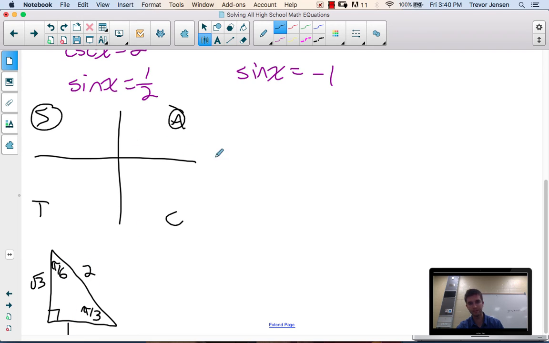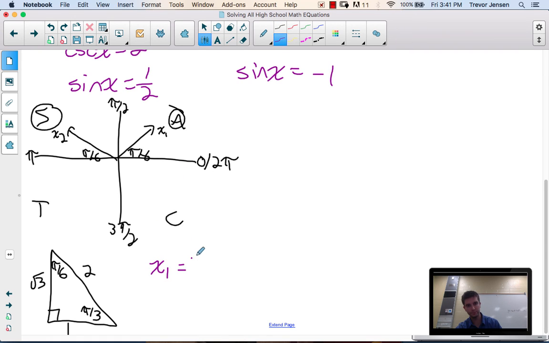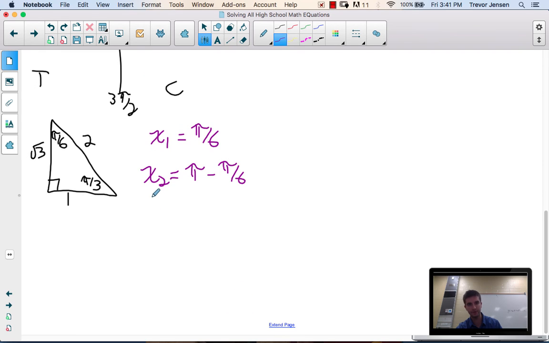So I put pi over 6 on my circle: 0, pi over 2, pi, 3 pi over 2, 2 pi. Pi over 6 is going to be here, reference angle pi over 6. Put a pi over 6 reference angle here as well, and that will give me a second answer. So let's write these two answers. The first answer, x1 equals pi over 6. The second answer, well, I fell pi over 6 short of going pi, so I'll have to do pi minus pi over 6. So that's 6 pi over 6 minus 1 pi over 6. That's 5 pi over 6.